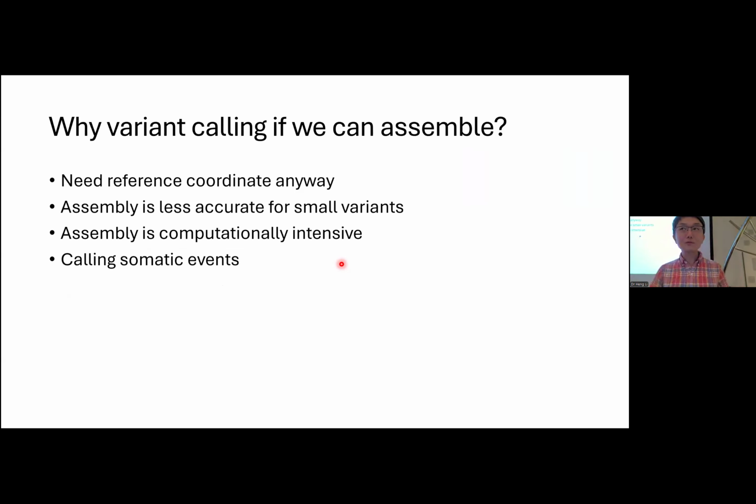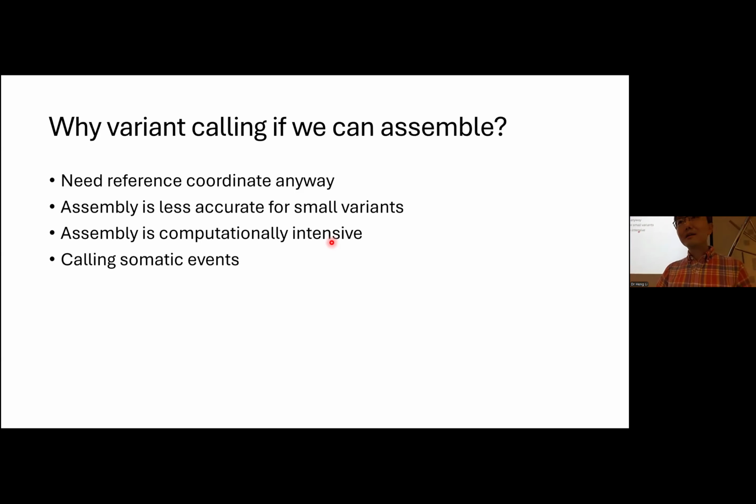Okay, in the second part, I showed an example of why nanopore assembly is preferred over reference-based alignment and variant calling. And now the opposite: why we still need reference-based variant calling. The first reason is that when we do the assembly, we still want to find the SNP location on the reference genome. And so we need to do the assembly-to-reference alignment to find the variants.